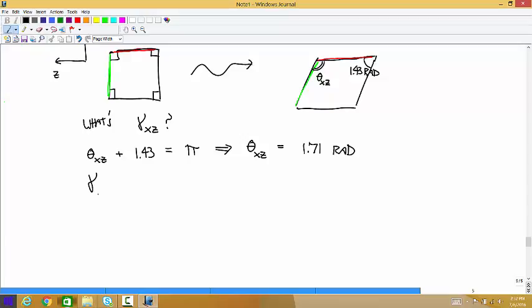And so now the shear strain, xz, is equal to pi over 2 minus 1.71, so you get a value of negative 0.1392. Right now, again, that value is way bigger than we would expect in a physical problem, but that's the way you calculate it.